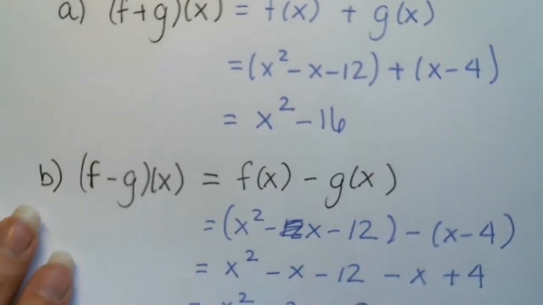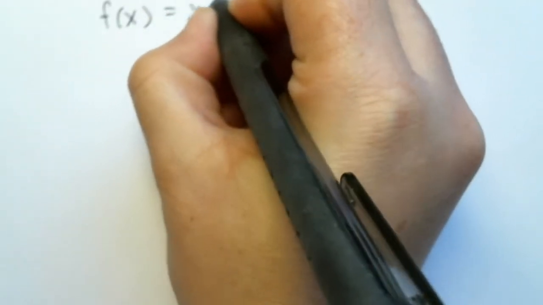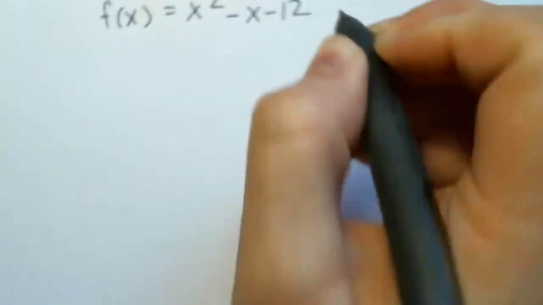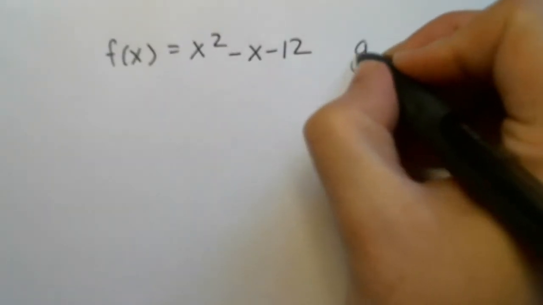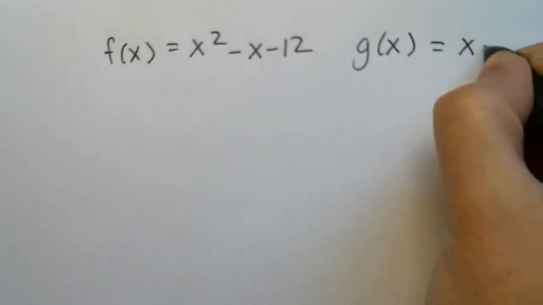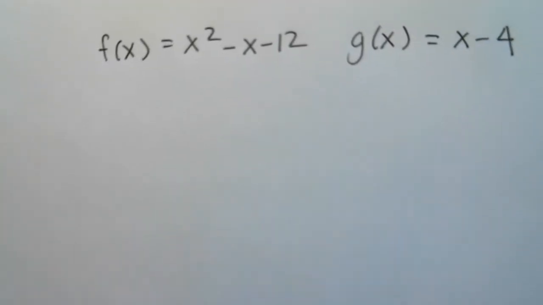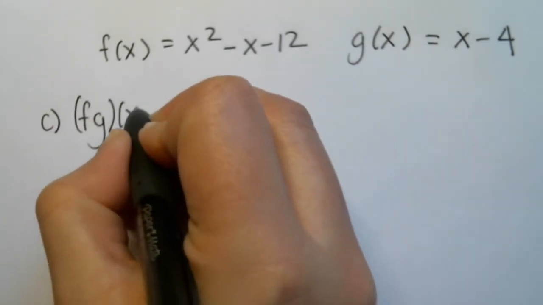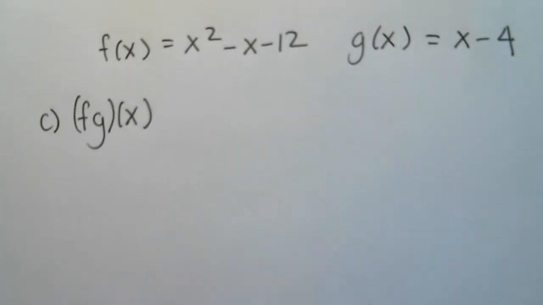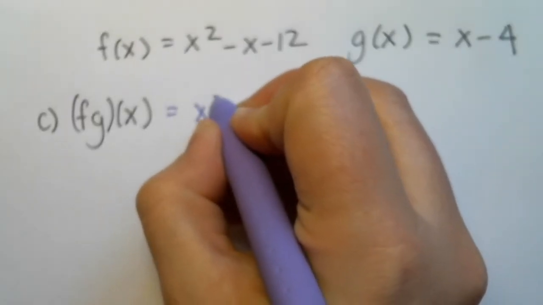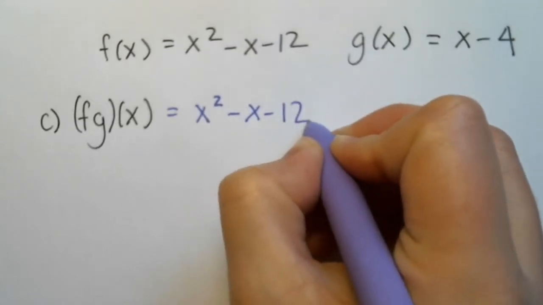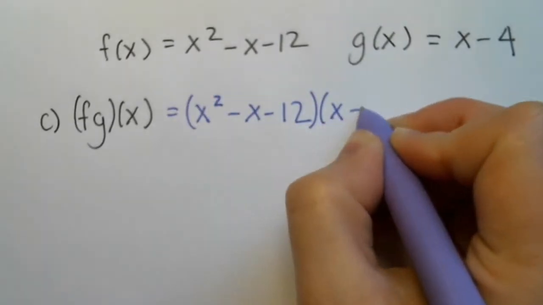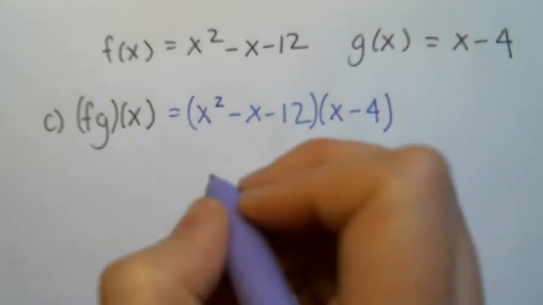All right, let's see some multiplication. So again, I have f of x is x squared minus x minus 12. Okay. And g of x is x minus 4. Okay, so we're going to do multiplication, f times g of x. Okay, so we would have f of x times g of x. Okay, and we're just going to distribute this out.